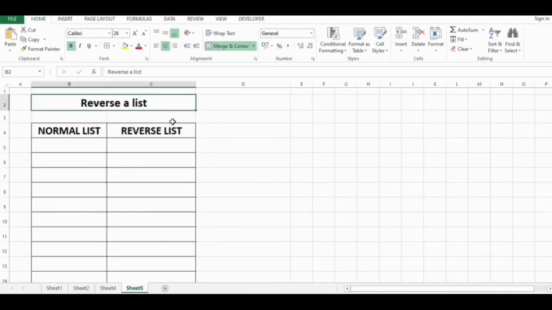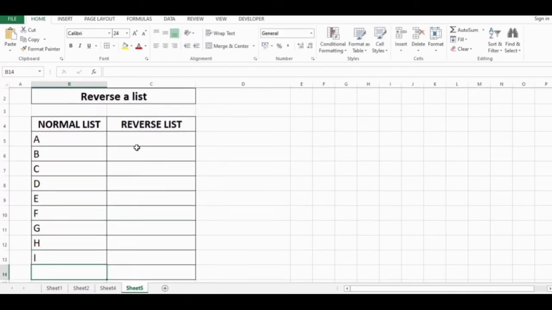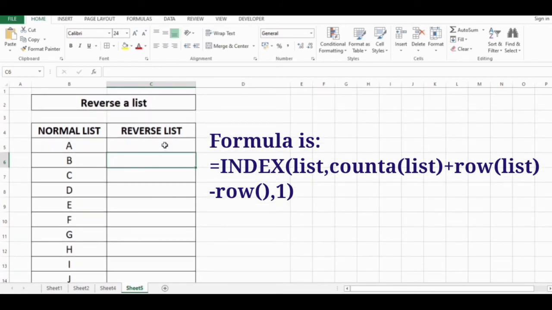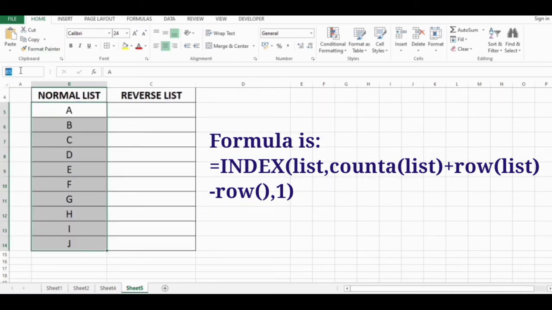All right, now we are going to learn how to reverse a list in Excel. Now there are two columns, normal list and reverse list. In the normal list, I will put some data, like A, B, C, D, E, F, G, H, I, J. Now what I have to do is reverse this total list or text through a formula in MS Excel, and the formula is on your computer screen, which I will write over here. Before writing the formula, I have to select the normal list and denote it with some name like list, as I have done here. You can see on your computer screen.